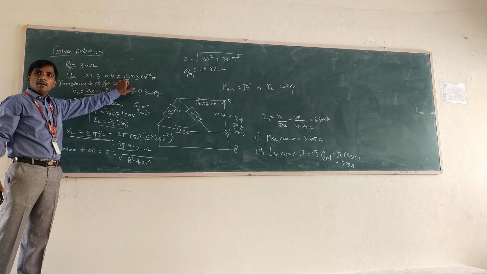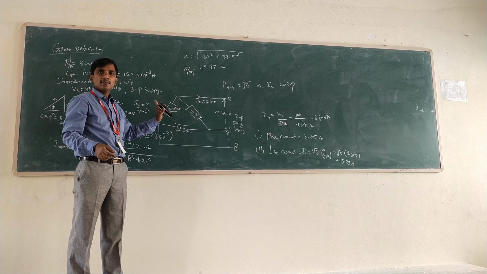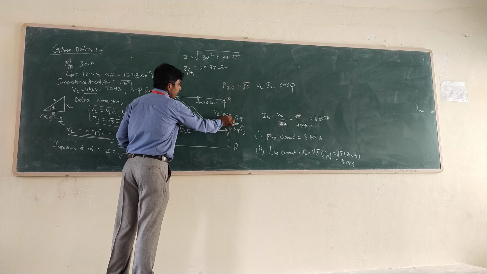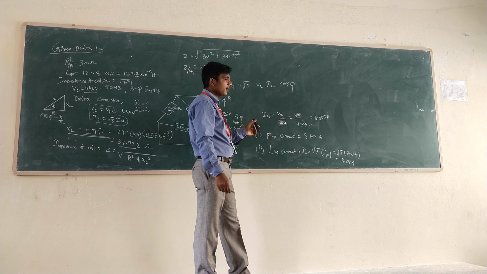This is the circuit related to the given data. After calculating impedance, we draw the circuit. In every phase we have 49.97 ohm impedance, and these are connected in delta. The question is VL, the voltage, is 440 volts. Now we have to calculate line current and phase current.